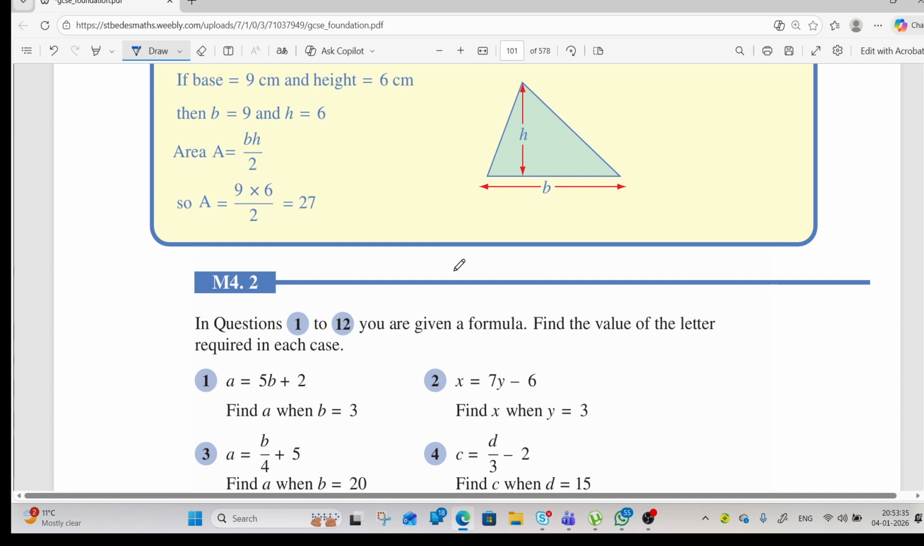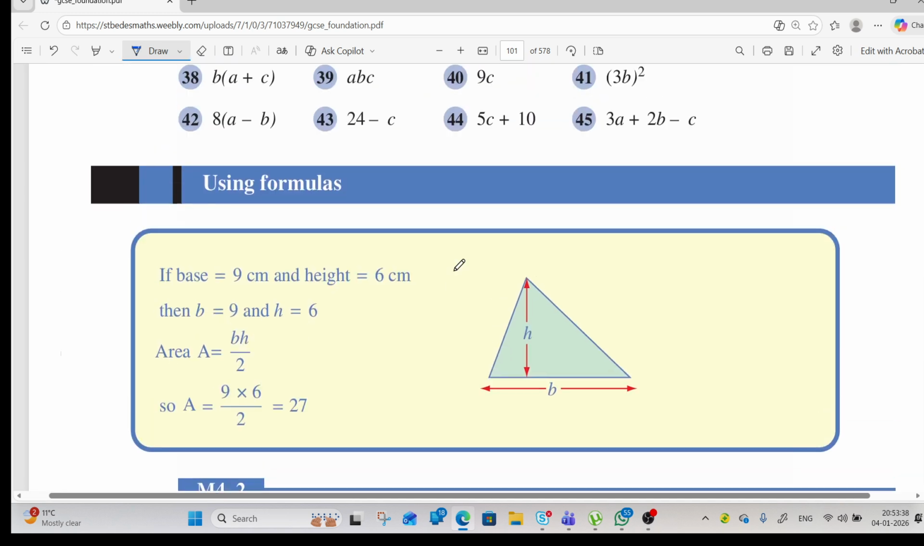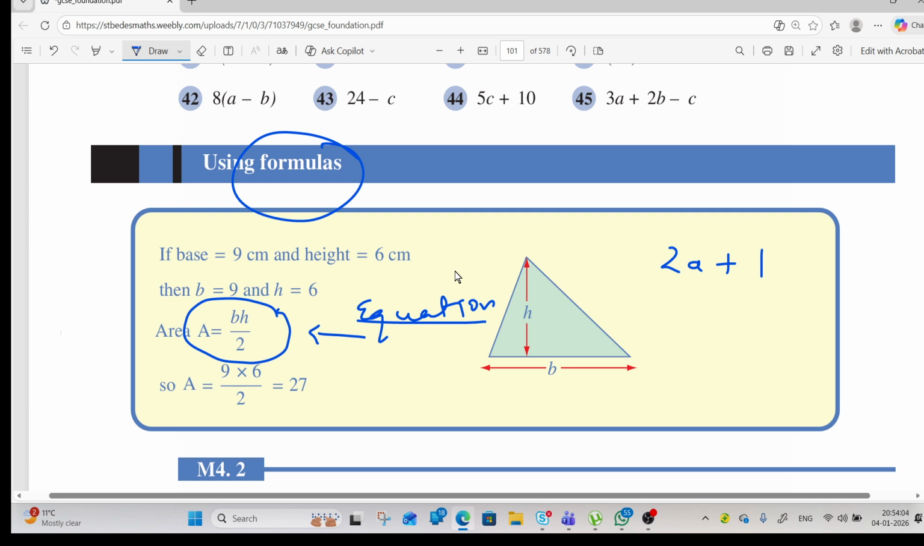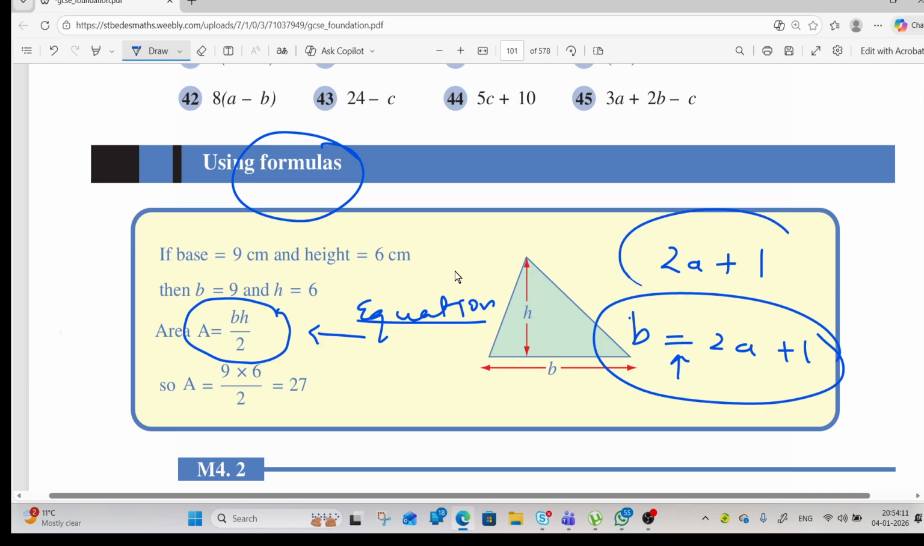Now let's learn what formulas are. In formulas, we have an equal sign, right? For example, the area of this triangle is base times height divided by 2. This is the formula for the area of a triangle. Here we have variables and constants, so this is called an algebraic equation. What is the difference between an equation and an expression? In an expression, for example, if I write 2a plus 1, there is no equal sign. But if I write b equals 2a plus 1, there is an equal sign. So this is an equation and this is an expression.